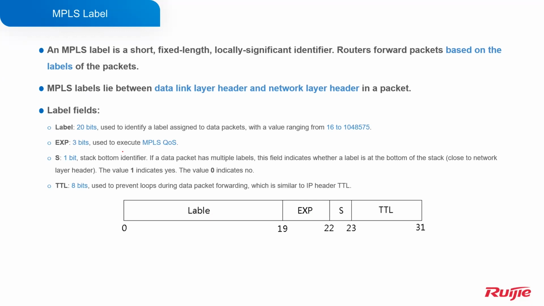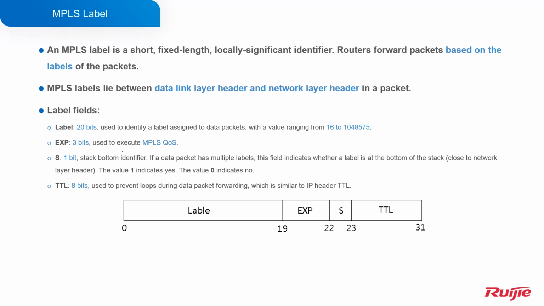The next part is S, the bottom of stack identifier. It has 1 bit, and we have 2 values, value 1 and value 0. S means whether your label header is directly next to your network header or not. So in MPLS, you can use multiple labels.